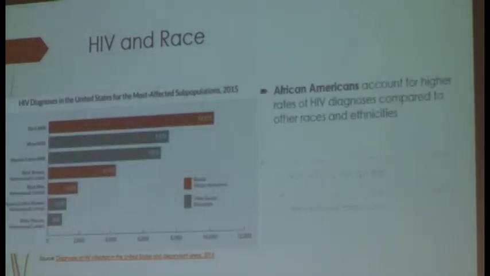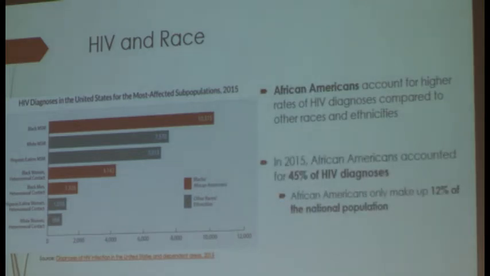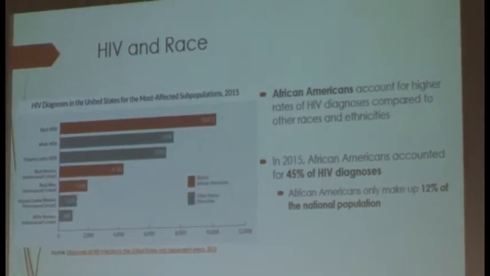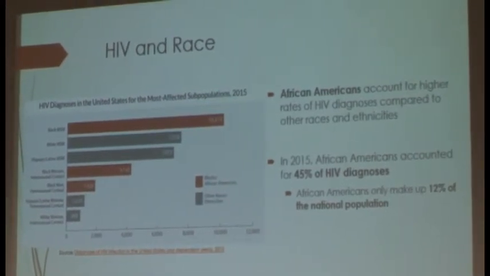Okay, HIV and race. As you see in this chart here, African Americans, specifically men who have sex with men, are the most highly impacted individuals diagnosed with this disease, and it's definitely higher than other races and ethnicities. In 2015, African Americans accounted for 45% of annual HIV diagnoses, which is very alarming because African Americans only make up 12% of the country's population.